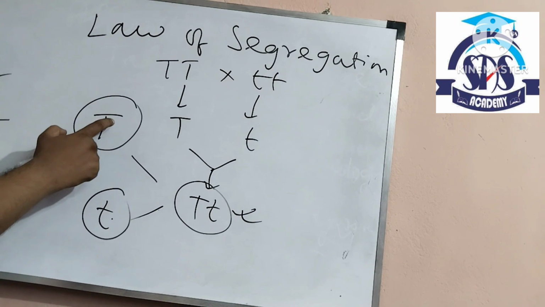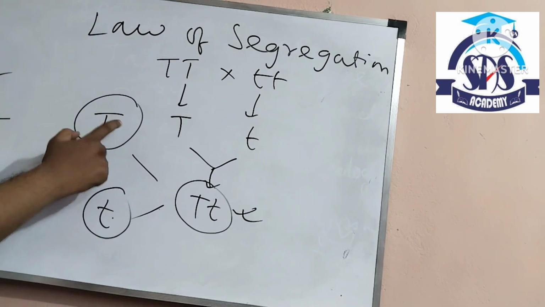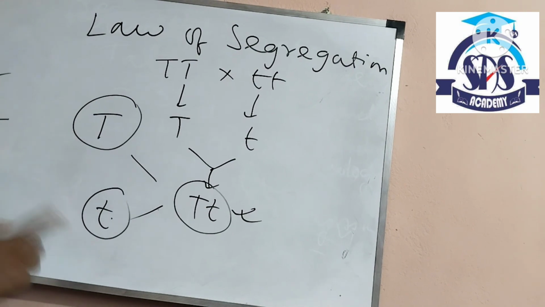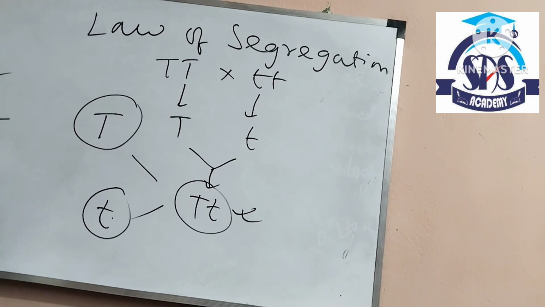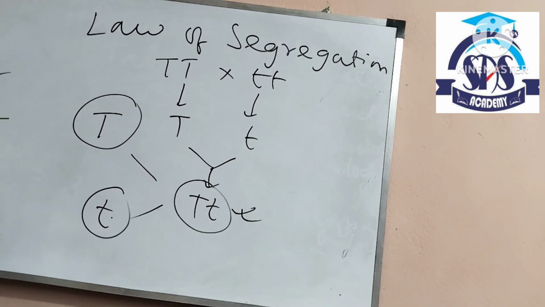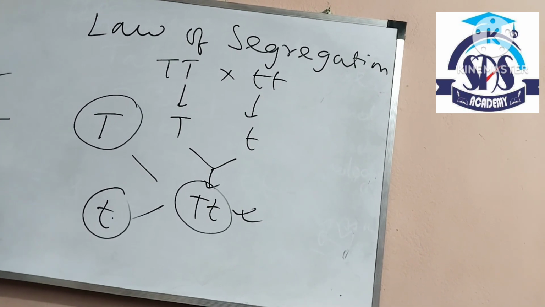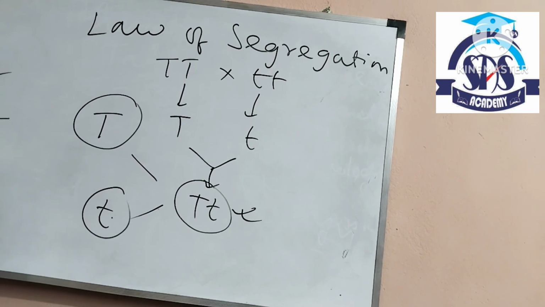The allele of tallness and the allele of dwarfness are segregated from each other during the formation of gametes. That's why in F2 we produce one pure tall plant, two hybrid tall plants and one pure dwarf plant. This is all about the law of segregation. In further videos we will discuss the dihybrid cross, and also the deviations of Mendel's law: incomplete dominance, multiple allelism, co-dominance, pleiotropy, and polygenic inheritance, all of which will be discussed in later videos.